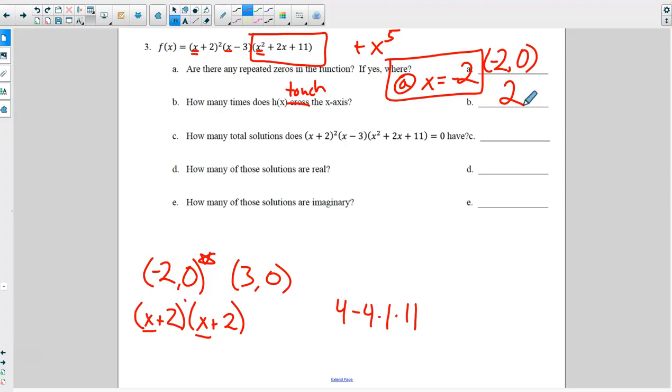How many total solutions does this have? 5, because it's degree 5. So we have 5. Again, I don't care about that. Okay, so I got 5. How many of those solutions are real? Well, I have 1 solution that's real, 2 solutions that is real, 3 solutions that is real, so I have 3 solutions. One of them we counted twice because it was a double root, it was repeated. How many solutions are imaginary? 2.